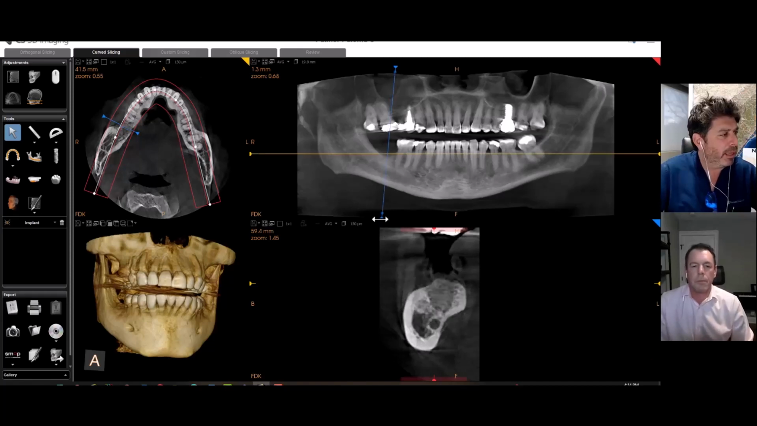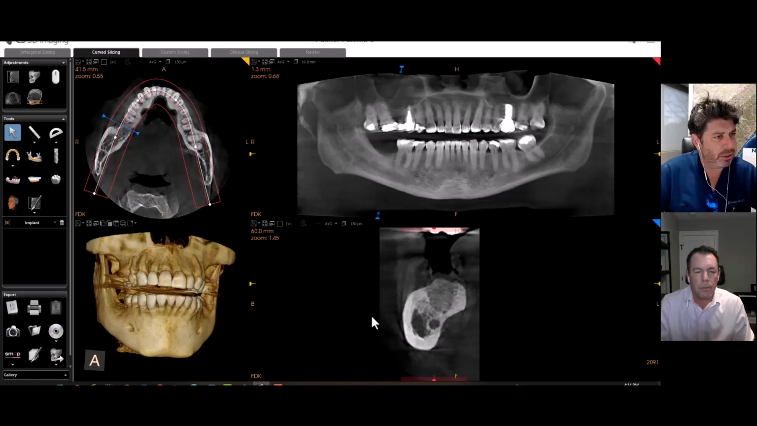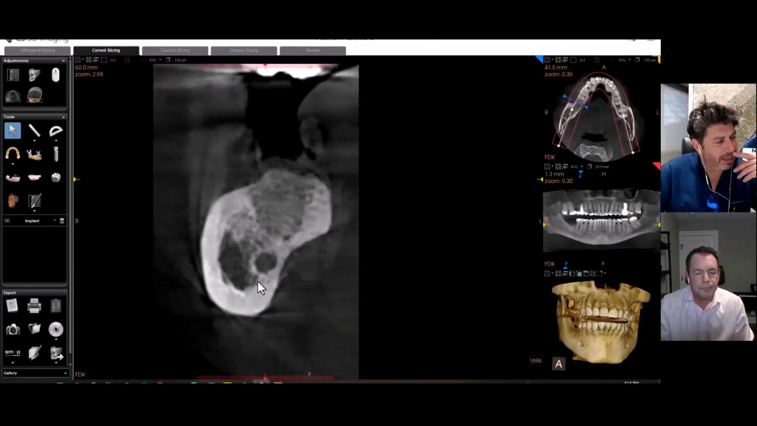We place the blue line, or the plane of information, to create the cross-sectional image of where I perceive the implant should go, parallel to the long axis of the adjacent tooth, again, kind of mid-implant. Then I go to the cross-sectional bit of information. This, as we know, is the mandibular canal. In it is the inferior alveolar nerve. We want to stay away from that.